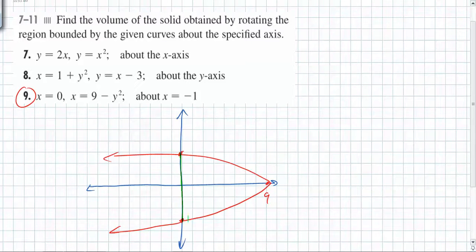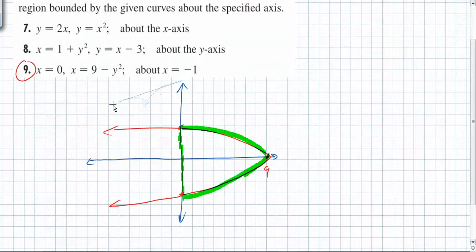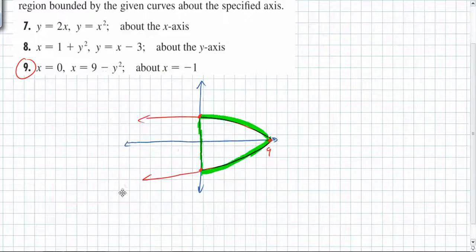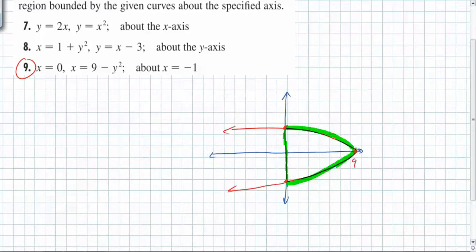So what region are you looking at? You're looking at that right there. Yay! And what are you rotating around? X equals negative 1. So let's make this a little smaller. Move it over a little bit. And the axis of rotation is x equals negative 1. So you draw, let's say negative 1 is right there.